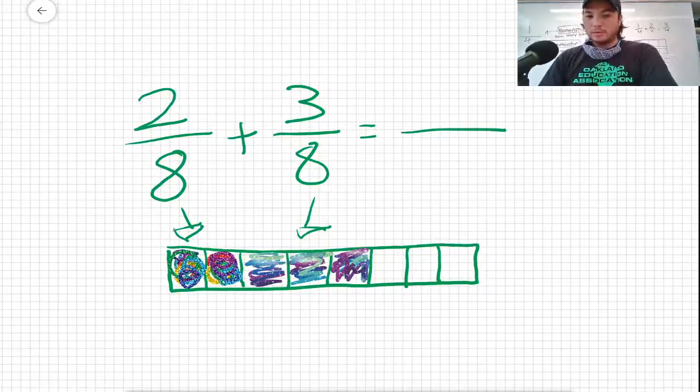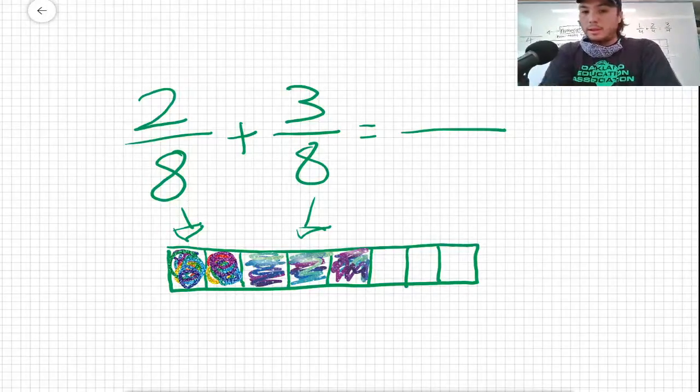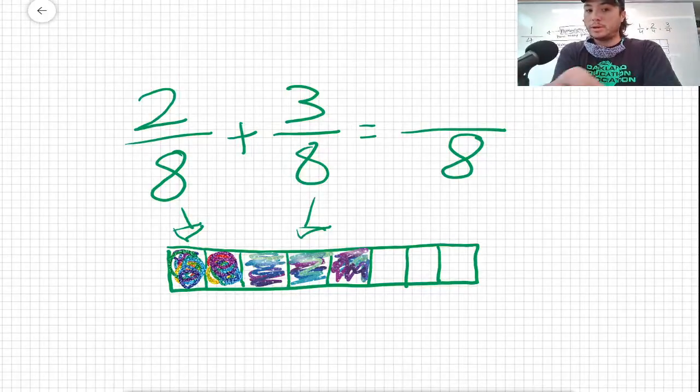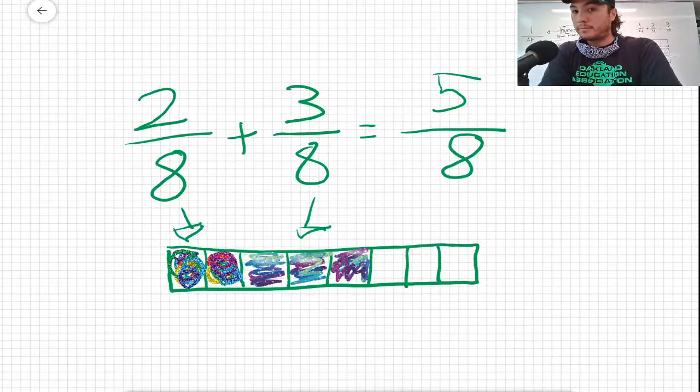Okay, so now let's think back to yesterday's lesson. What's the size of the piece? The size of the piece hasn't changed. It's still eighths. Okay, but then how many pieces do we have total? 2 plus 3 is 5. Okay? If we had added our eighths together, we would end up cutting each one of these eighths in half to make 16ths, and we'd end up with an inaccurate answer. Okay, so 2/8 plus 3/8 equals 5/8.